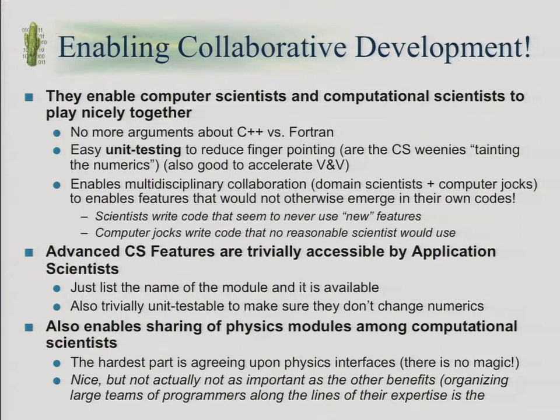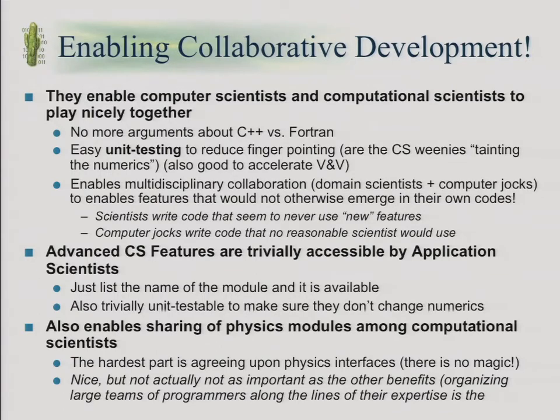And then lastly, it enables sharing of physics modules amongst the computational scientists. For example, the Hydro module that we used for the neutron stars was actually developed at the University of Valencia. It got packaged up as a Thorn, and then suddenly everybody who was using Cactus code had access to a first-rate Hydro solver. And they didn't necessarily have to be experts in Hydro to be able to utilize it.